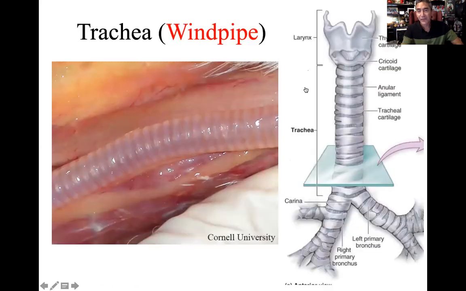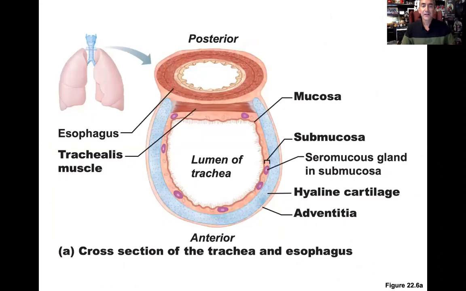As we proceed inferiorly down from the larynx, we go into our trachea, and the trachea is our windpipe, right? It's just a conduit. It's part of this conducting zone, moving air down towards the lungs. The trachea is lined with these C-shaped cartilages, right? They're hyaline cartilages. We have these C shapes, again, to help maintain patency, to help maintain open.